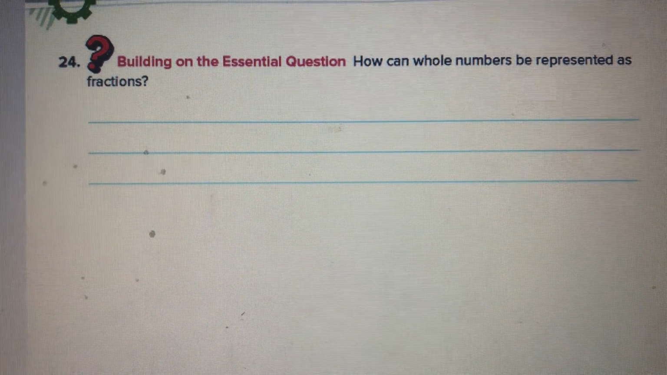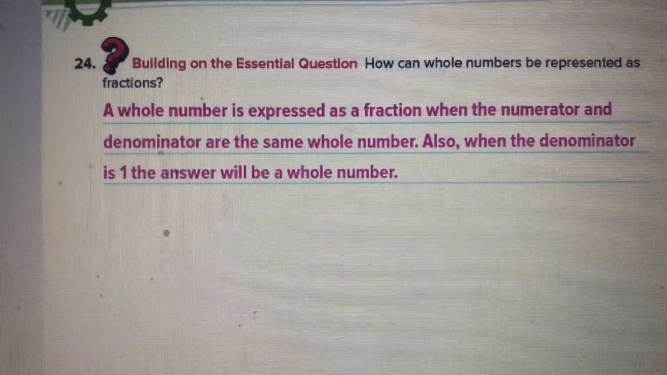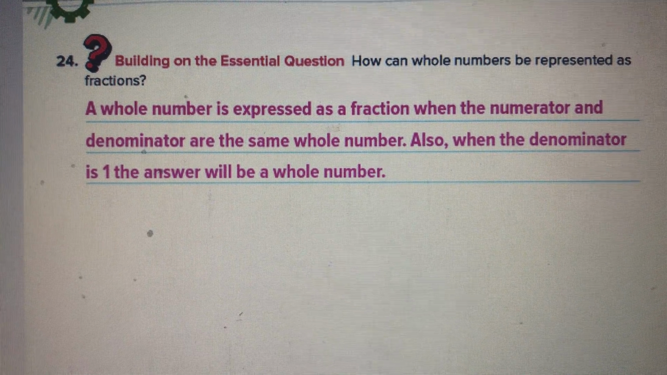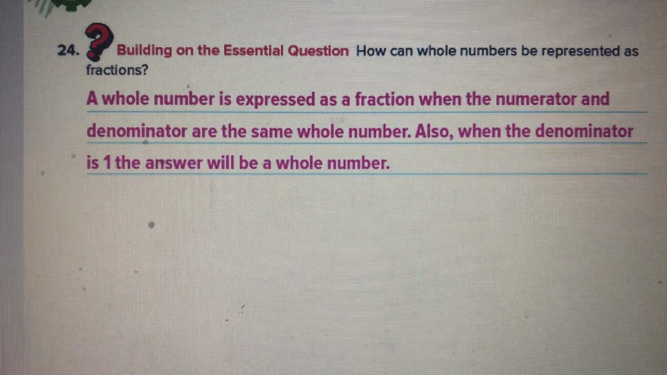And how can whole numbers be represented as fractions? This one's a little bit longer. You do not have to copy it all down. Just write it down if you want to.